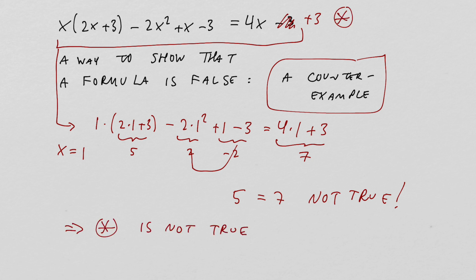So, if we denote the formula up there with a star, we see that the formula star is not true because it is not satisfied for x equal to 1.